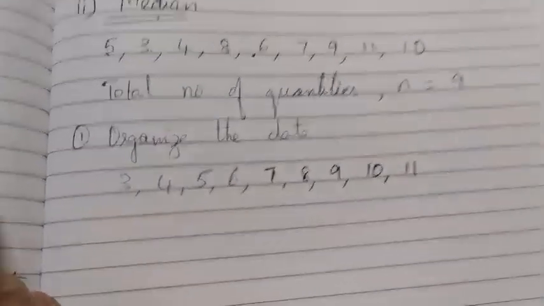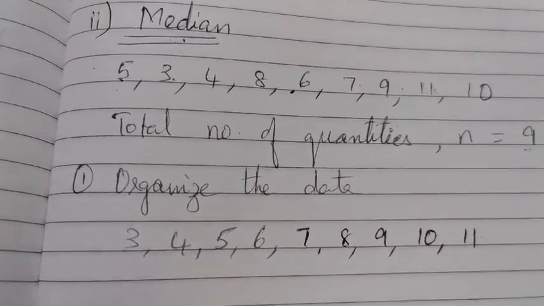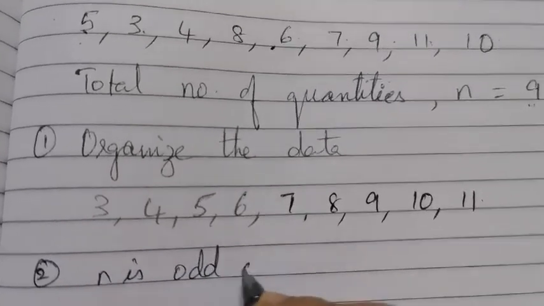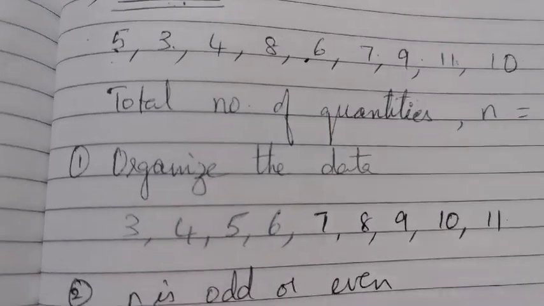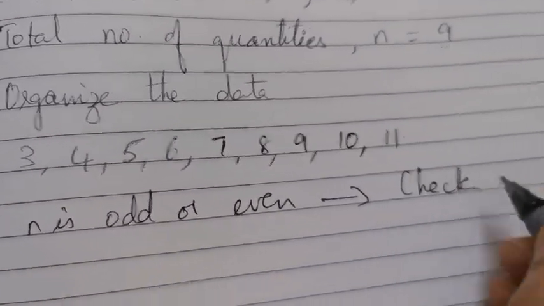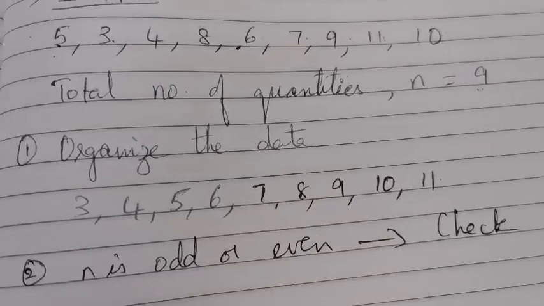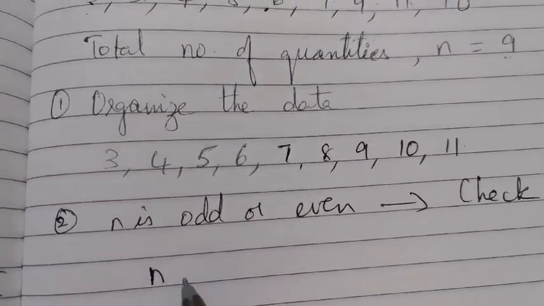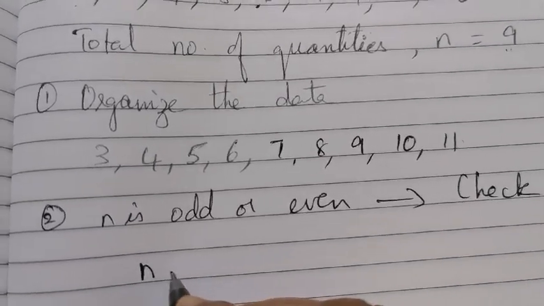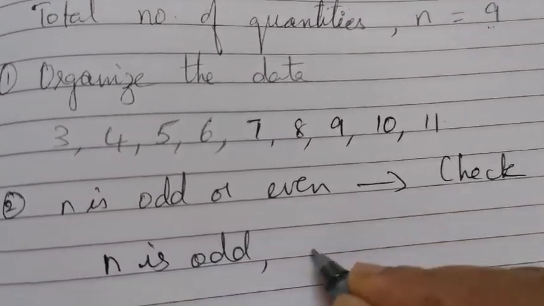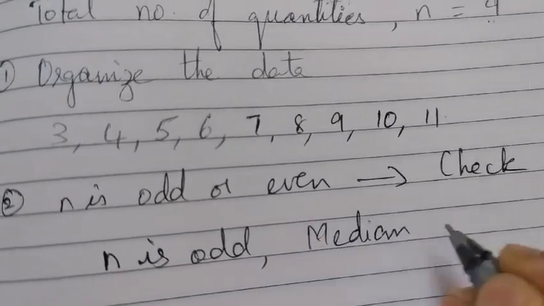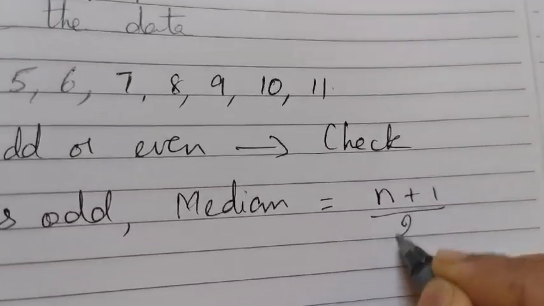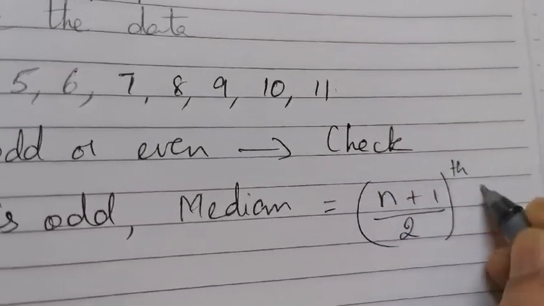Here, to find median, you have to check. The second step is to check whether n is odd or even. What is our n? N is 9. Here n is odd. So when n is odd, your median is equal to the (n plus 1) by 2th term.